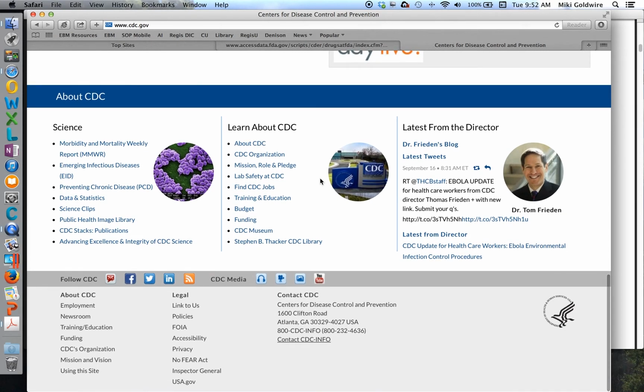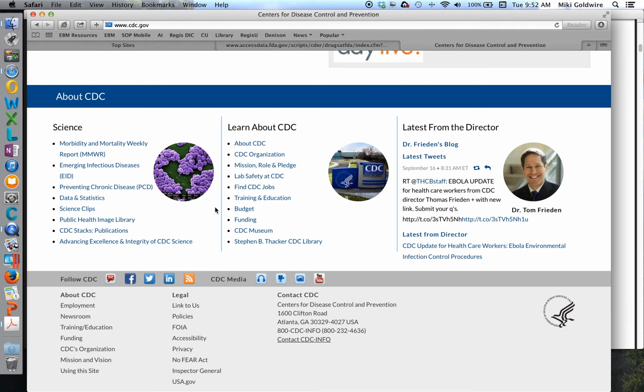Whenever you're at a website and you're not familiar with it, I always suggest coming to the very bottom. Usually it's at the bottom, and you want to click the About button. So here you can find information about the site's mission and vision, organization, funding. So it's very important whenever you're at a website to remember to find that About button so you can learn about the organization that is sponsoring the website.